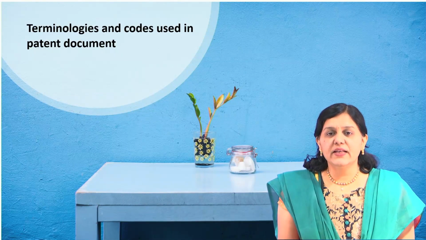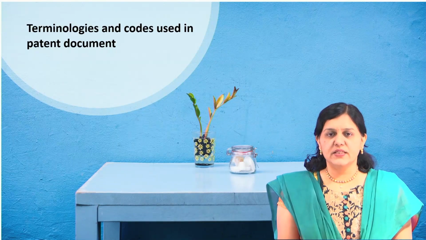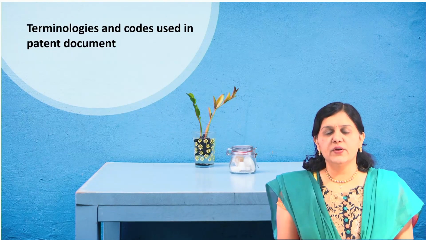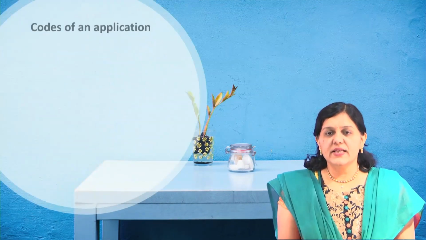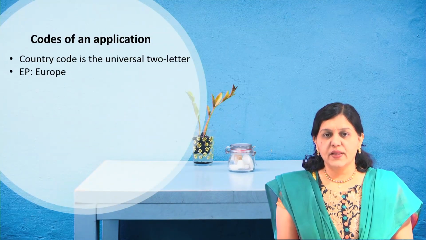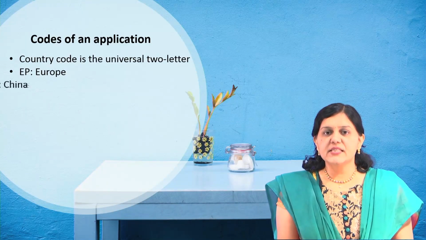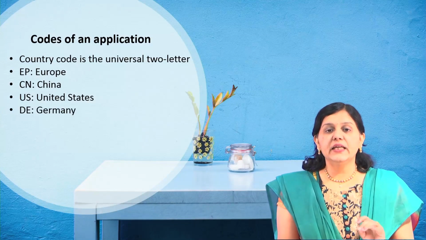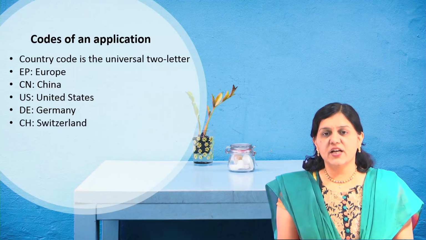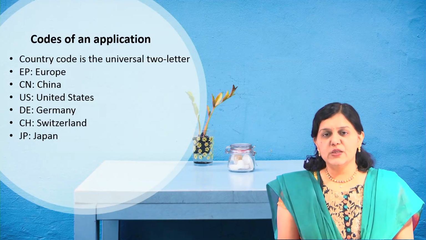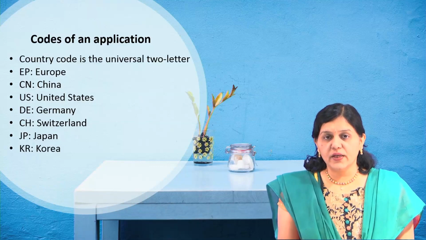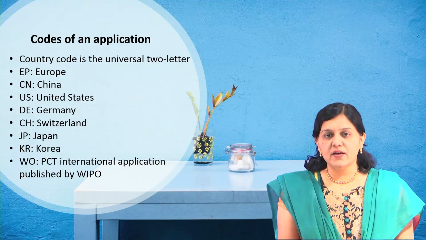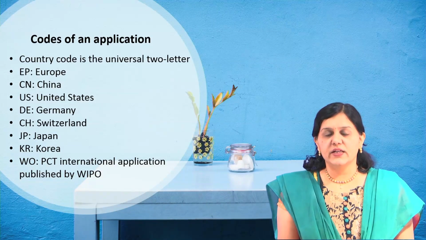Now, in this module, we will get a brief idea about the codes used in the patent document. By knowing these codes, we can make out certain things. Here we go. These are a few examples of country codes. EP is for Europe, CN is for China, US is for United States, DE is for Germany, CH is for Switzerland, JP is for Japan, KR is for Korea, and WO is for PCT International Application published by WIPO, the World Intellectual Property Organization.